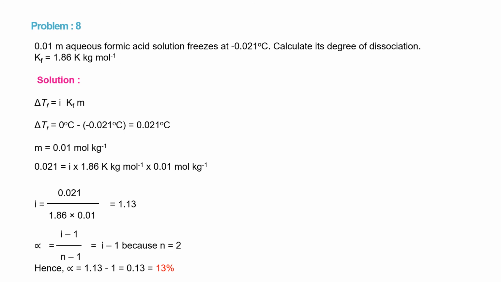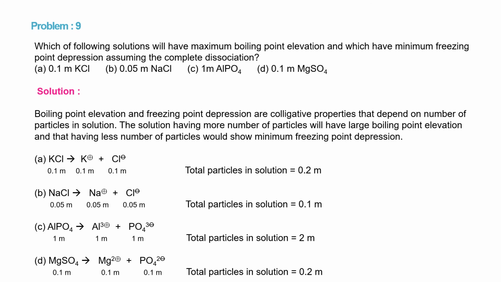Now we see the next sum. Which of the following solutions will have maximum boiling point elevation and which will have minimum freezing point depression, assuming complete dissociation? Such a type of question may be asked in your MCQ also. So they give you, first, 0.1 molar KCl. In the second option they give you 0.05 molar NaCl. In the third they give you 1 molar AlPO4, and in the fourth they give you 0.1 molar MgSO4.